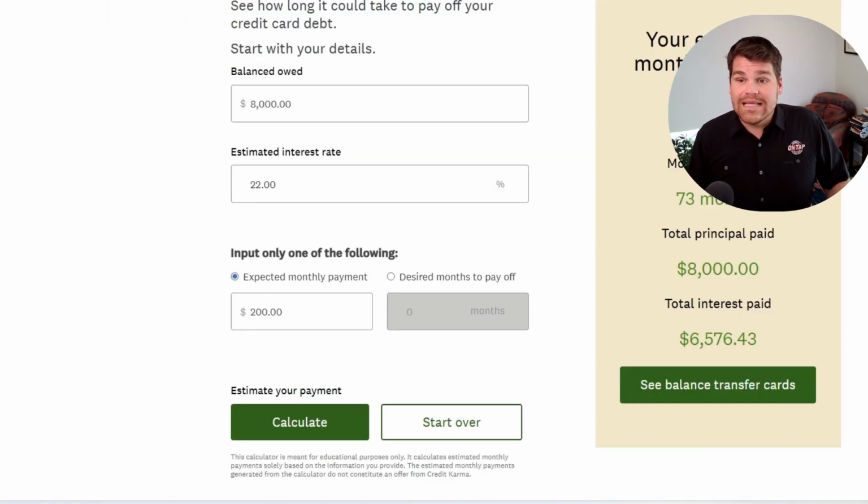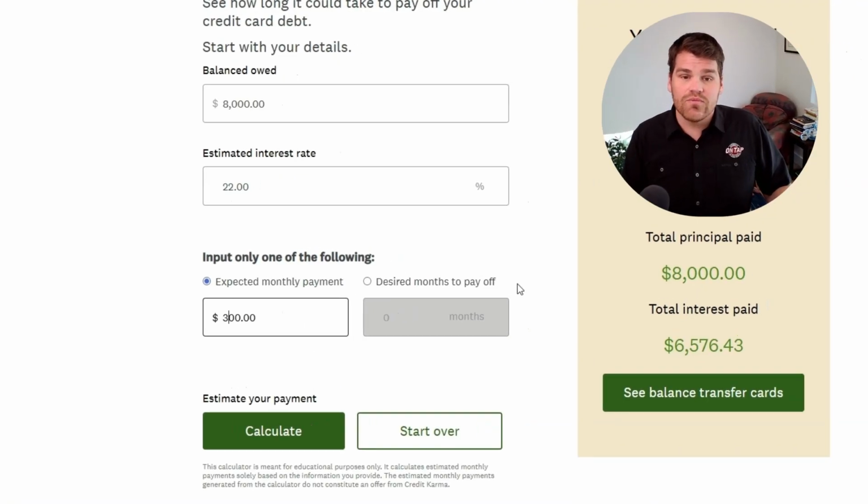And what we notice now is that instead of paying the $200 a month, they're now going to be paying $300 a month.